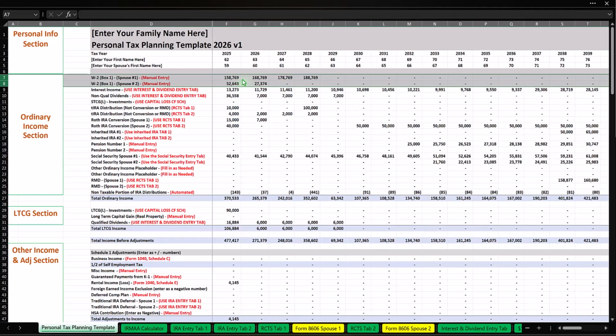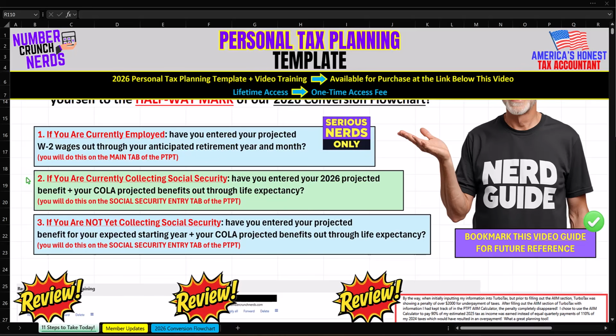For example, if you were to retire partway through the year, then I would expect the W-2 wages from the previous year right here, like this $52,000, to go down to account for the fact that you didn't retire on the last day of the year, but you retired at some point during the year, for example, this $27,000. As I mentioned moments ago, you will complete that step right here on the main tab of the personal tax planning template. You will enter the amounts for 2025, and then you will project out into the future based on a realistic cost of living adjustment.